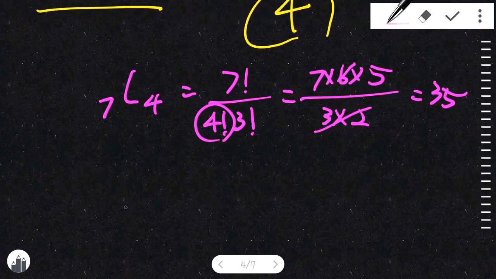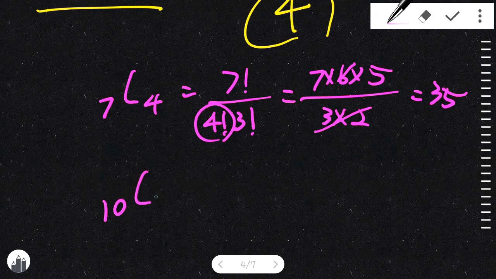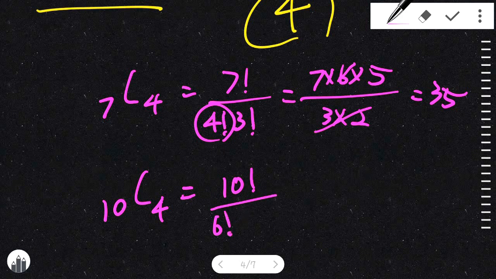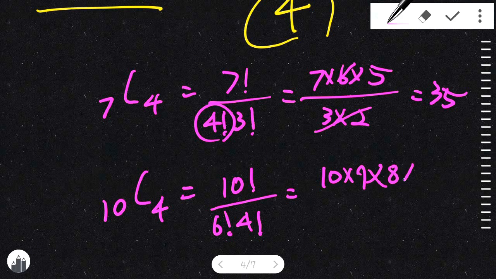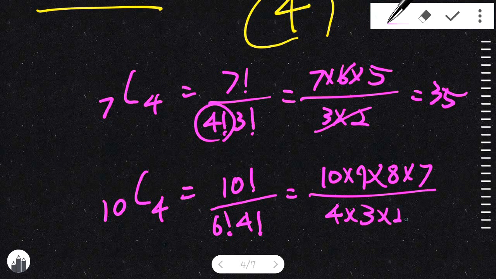Next, we'll have to get the total number of possible events. Out of 10 balls, we will be choosing 4 balls. So that will be 10 factorial over 6 factorial times 4 factorial. Same theory here. All the numbers multiplied from 6 to 1 will be cancelled out in both the numerator and the denominator. So it will be 10 times 9 times 8 times 7 over 4 times 3 times 2 times 1.